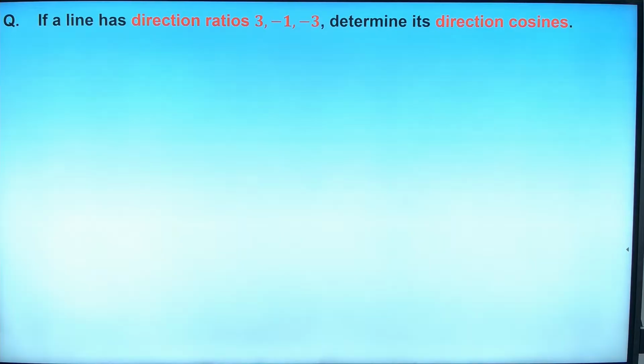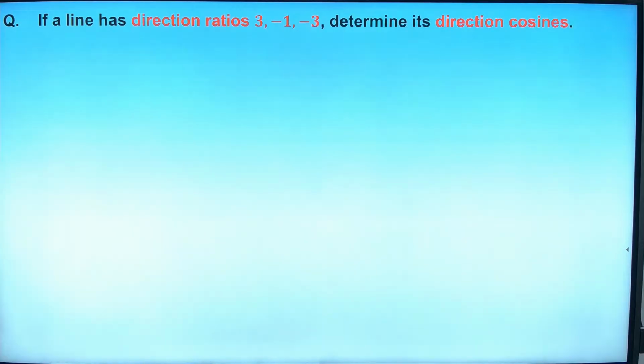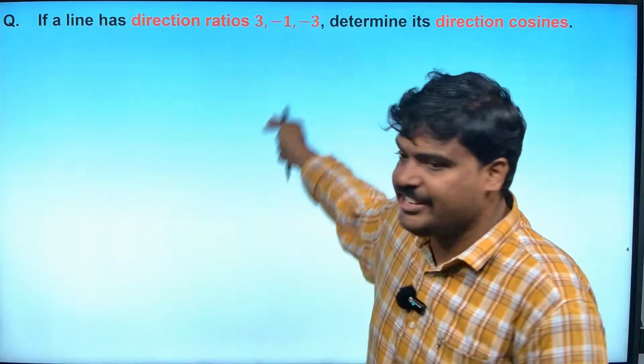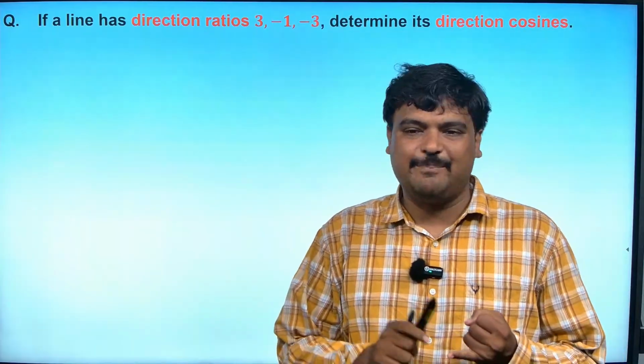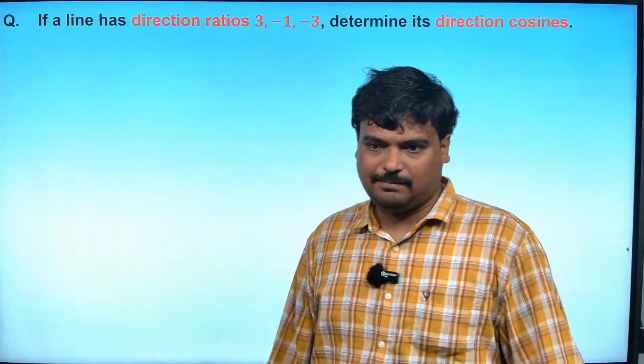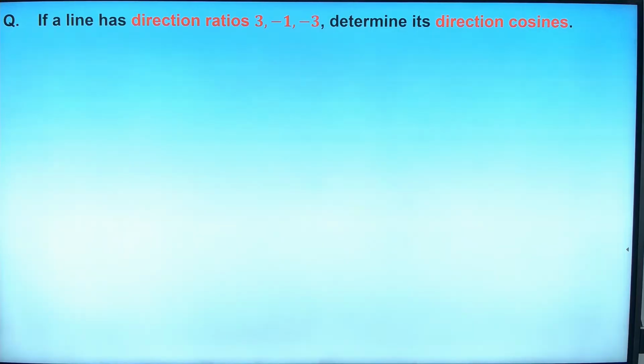If the line has the direction ratio 3, -1, -3, find its direction cosine. Guys, what is given? What is asked? What was given? Direction ratio. So what is given is A, B and C. What is asked is L, M and N. Sir, if alpha, beta, gamma are given it is easy, sir. How to find from direction ratio? I know what K is.